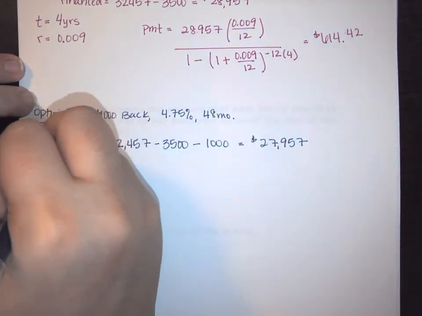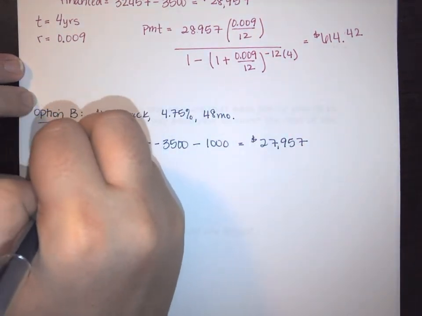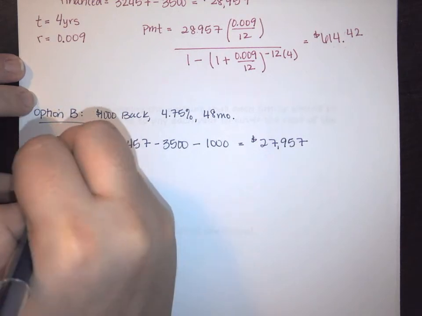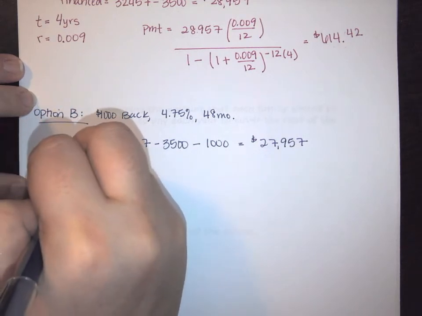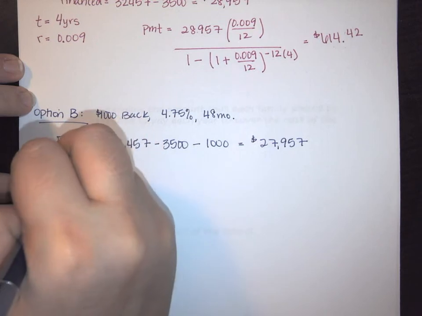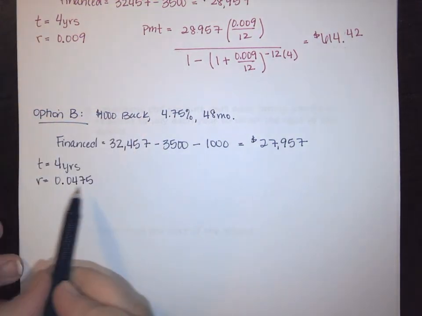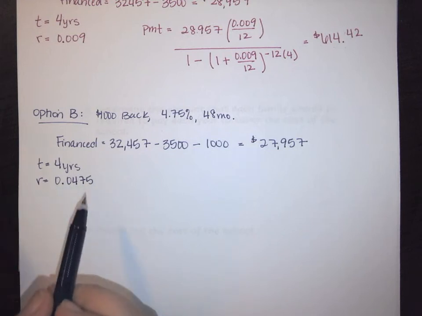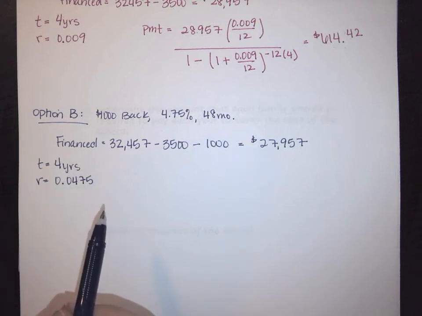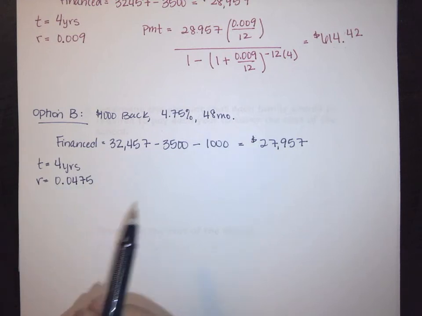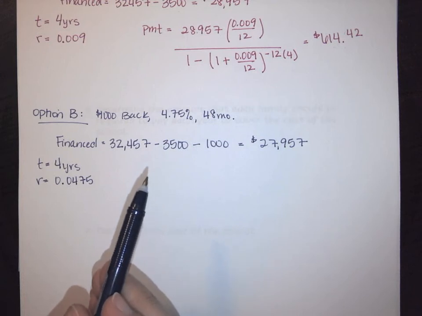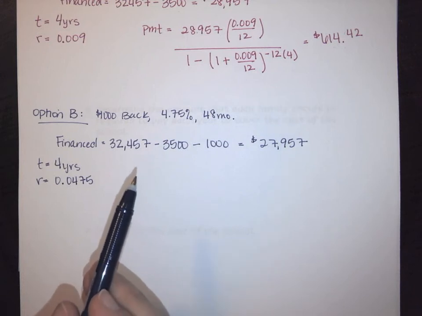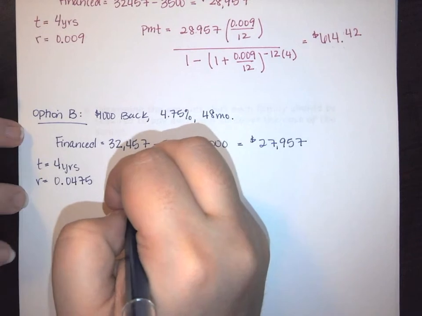In this case, my T is still going to be 4 years, and my rate is going to be 0.0475. Now, it is really important when you're working with your rates that you do not round this number. You leave it as the decimal as is. So here we're going to do the same thing we just did above. We're going to set up our payment to calculate what that monthly payment would be.